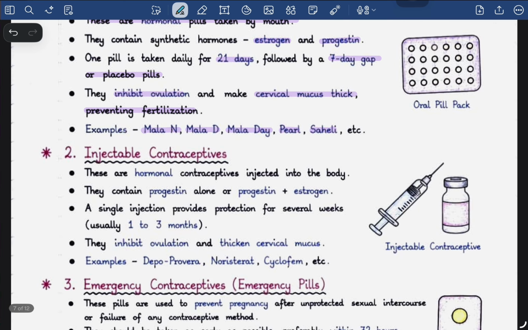Injectable contraceptives, these are hormones that are injected into the body, containing progestin or a mixture of progestin and estrogen. A single injection provides protection for several weeks, like 1 to 3 months. They inhibit the ovulation process and thicken the cervical mucus. Examples are given here. One of the most classical examples is Cyclofem.